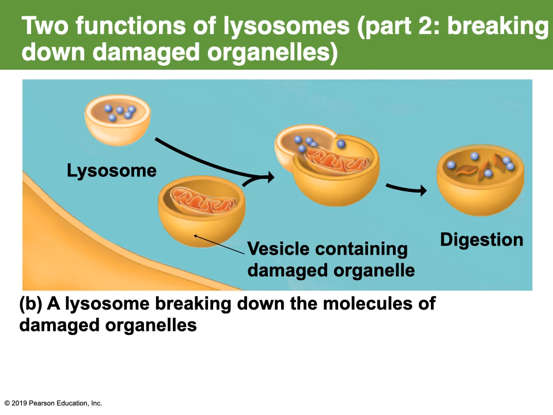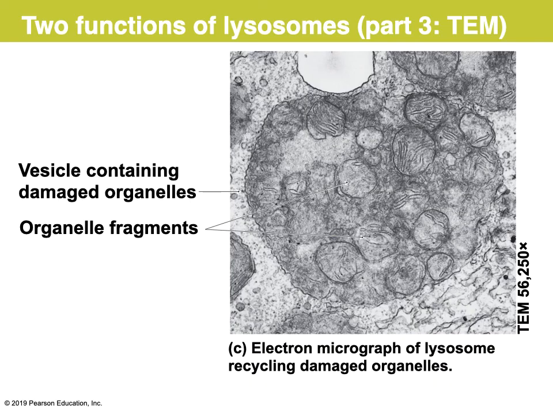Also good for recycling. They'll break down damaged or just worn out organelles, and so parts can get reused later. And this is kind of neat. You can actually see vesicles containing damaged organelles and little fragments in there. So this is an example of a vesicle that's actually showing the recycling of damaged organelles.